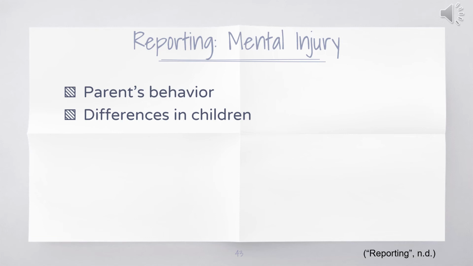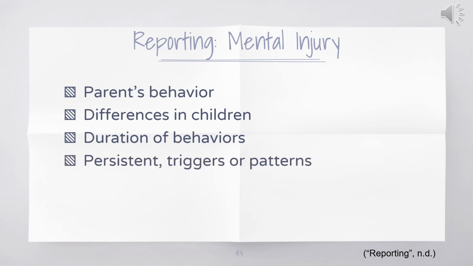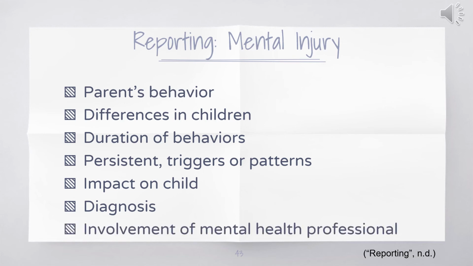How long have these behaviors been occurring? Are the concerning behaviors persistent? Is there any pattern or triggers associated with the behaviors? How does the parent or caregiver's concerning behavior impact the child? What signs of potential mental injury does the child display? Has the child been diagnosed with a mental injury or condition? If so, by whom? And last, is the child currently under the care of a mental health professional?